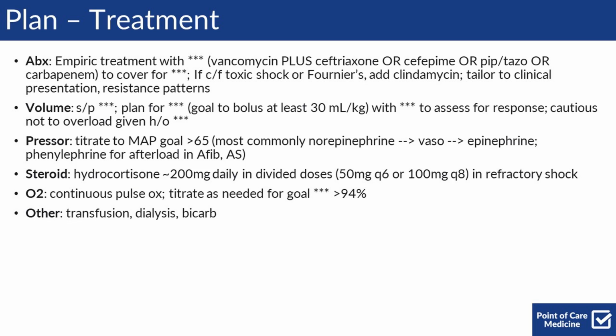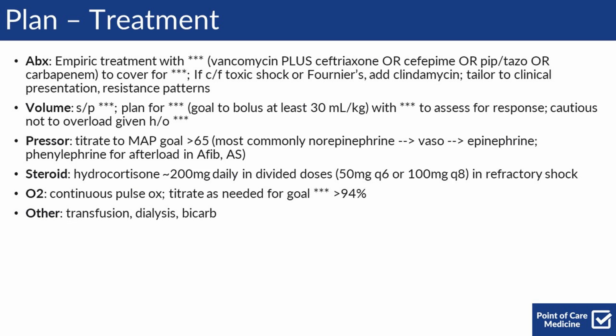For pressures, you should titrate to a MAP goal of greater than 65 in most circumstances, and will most commonly start with norepinephrine, but other options include vasopressin and epinephrine. Phenylephrine might be a good option to increase afterload in patients with AFib or aortic stenosis.